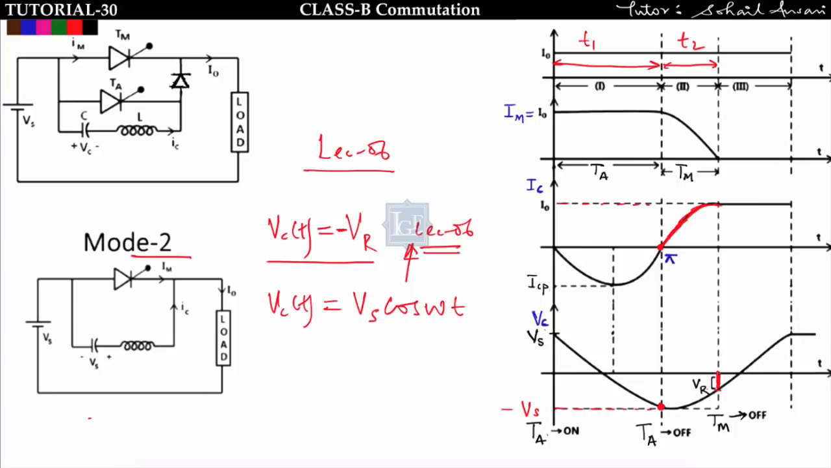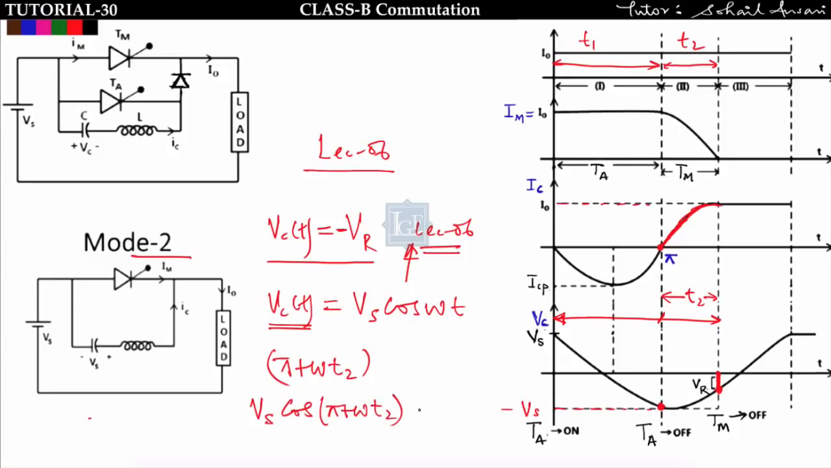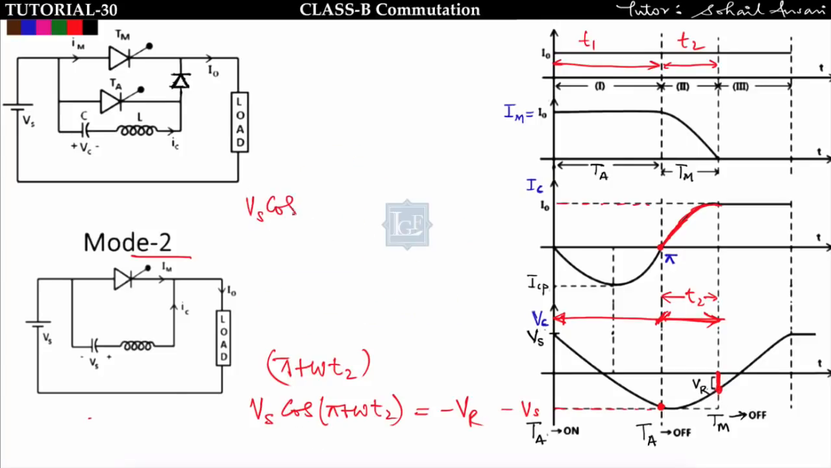Okay, so at the end of mode 2, what is the total time? At the end of mode 2, I can say that this is the total time, okay, and this is pi and this is T2, right? So I can write total time like pi plus omega T2, okay, this is the total time at this point. So I can write like this, Vs cos(pi plus omega T2) will be equal to minus Vr. See, this is Vs cos, cosine wave, right? This is pi and this is omega T2 in degree. So pi plus omega T2 will give the capacitor voltage across this point. So at pi plus omega T2, the capacitor voltage is minus Vr. That will be equal to Vs cos(pi plus omega T2) is equal to minus Vr. So Vr will come out to be minus Vs cos(pi plus omega T2).